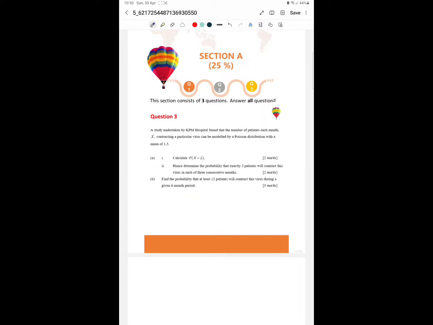So this one is from chapter 9. This is taken for the number of patients each month. Okay, model by Poisson distribution mean is given 1.5. So this is per month. Alright, so kita tulis untuk yang kalau Poisson tulis macam ni Po 1.5. This one sebulan punya mean purata untuk sebulan number of patient tu.